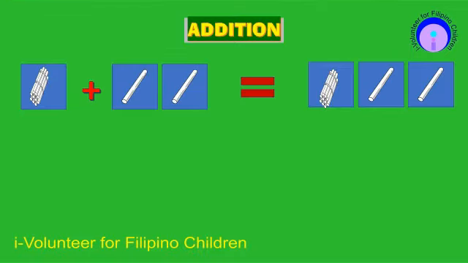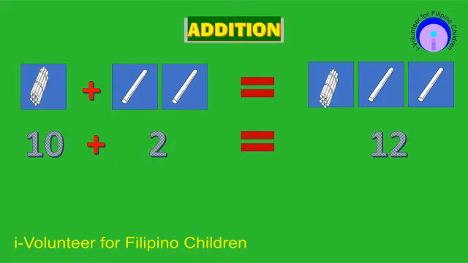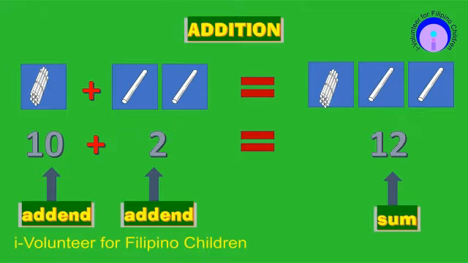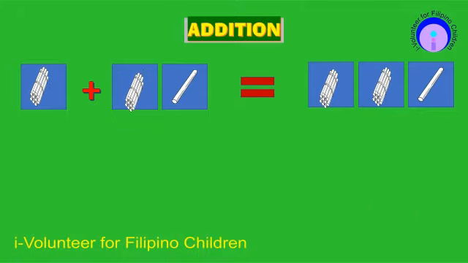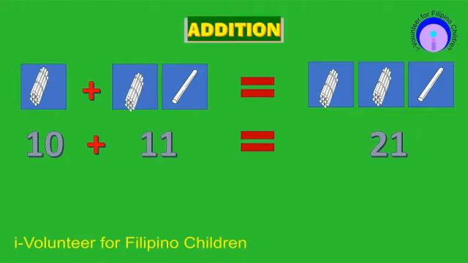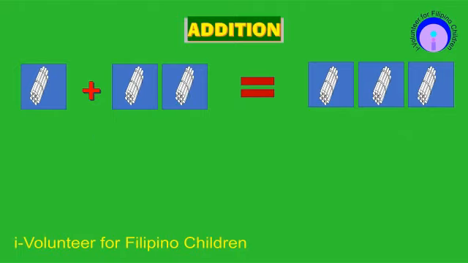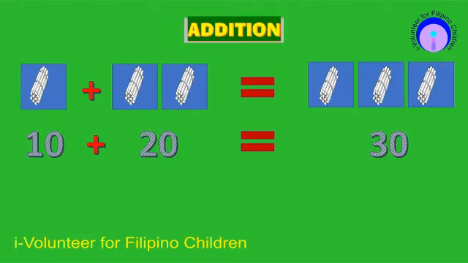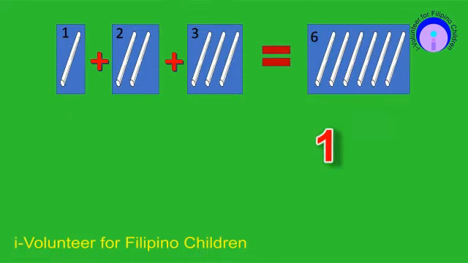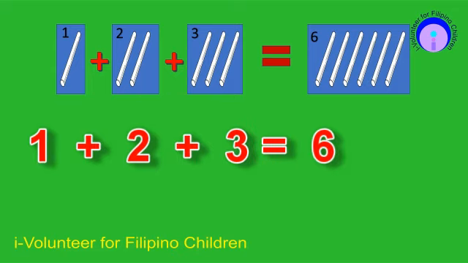Let's have another example. We will write the symbol as 10 plus 2 is equal to 12. Let's take another example. 10 plus 11 is equal to 21. How about this? 10 plus 10 is equal to 20. 1 plus 2 plus 3 is equal to 6.